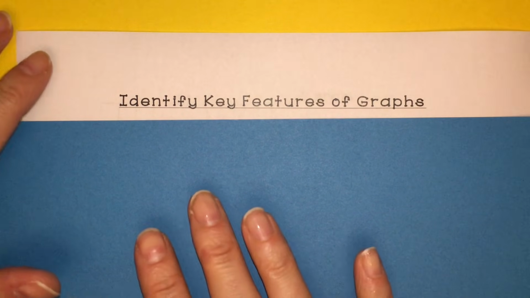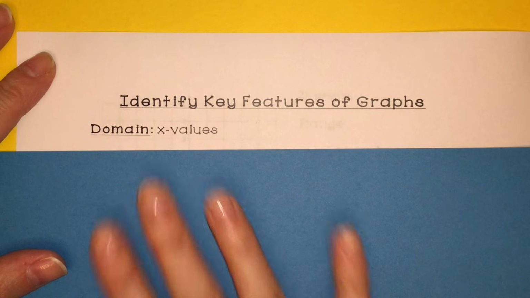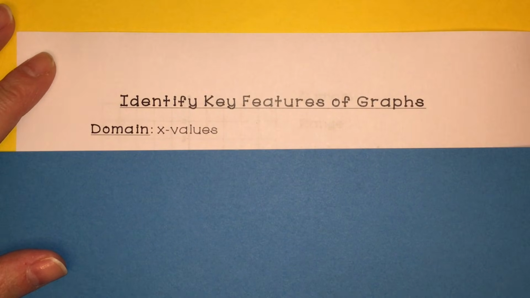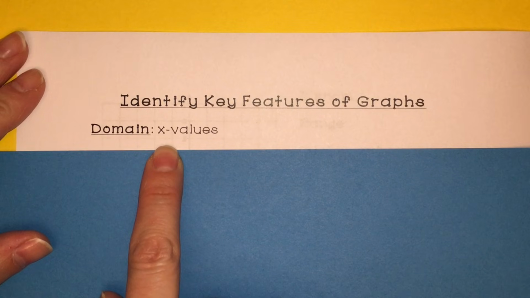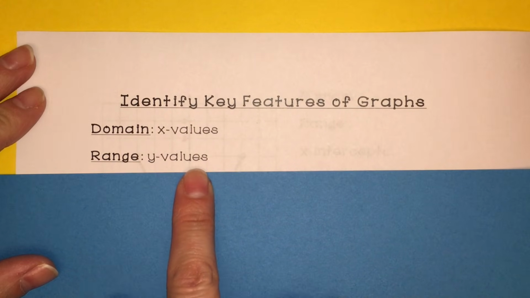All right, we're going to identify key features of graphs. So we're just going to start out with some definitions that you need to know before you get to the actual graphs. So domain just represents all the x values. Range would be the y values included in your graph.